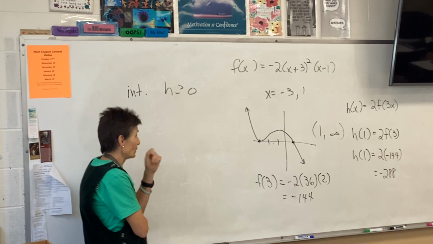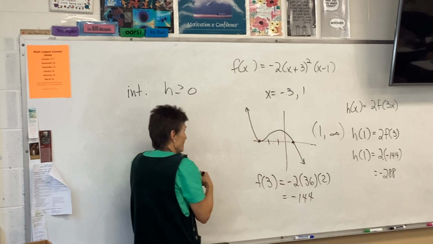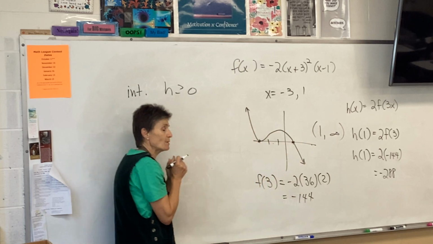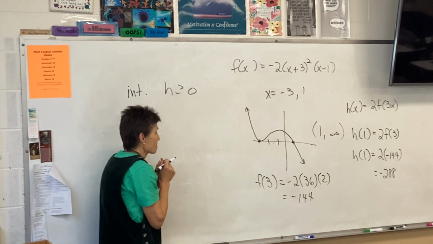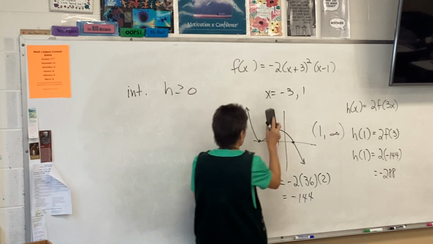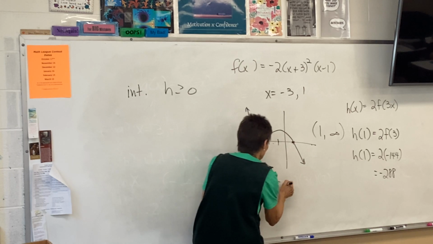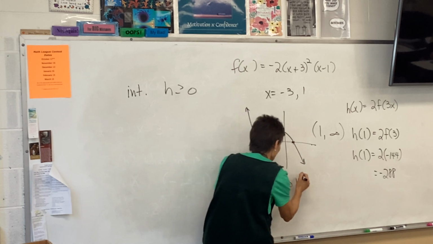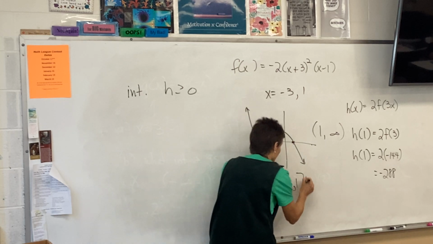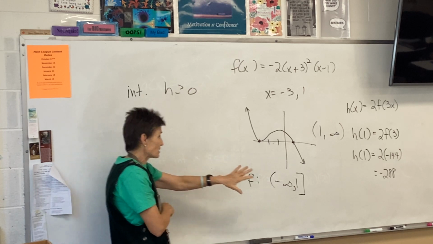All right, so let's look at f. On what intervals is function f positive, greater than or equal to 0? So for f, it would be negative infinity to 1. Actually, I can include the 1 because it's greater than or equal to. So this is for f.